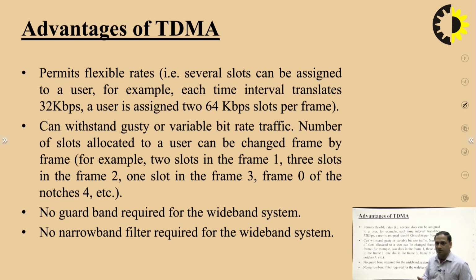I hope you understood the difference between FDMA and TDMA. In FDMA, we use subcarriers for the different data transmissions, and in the TDMA system, we use different time slots for transmitting the data. The advantage of the TDMA system is that it permits flexible rates, in which several slots can be assigned to a user.